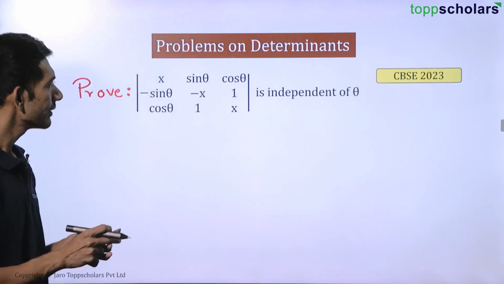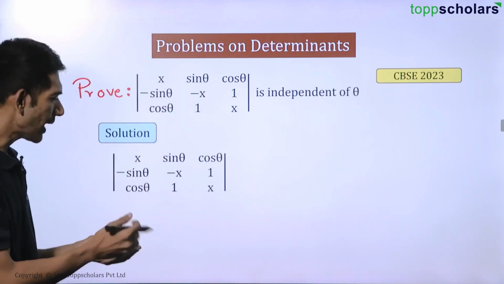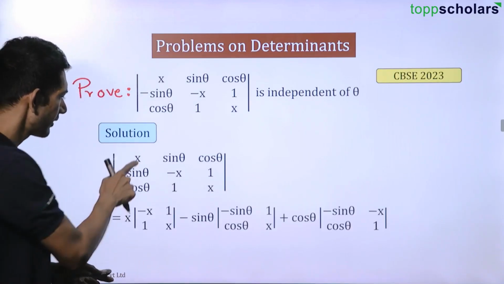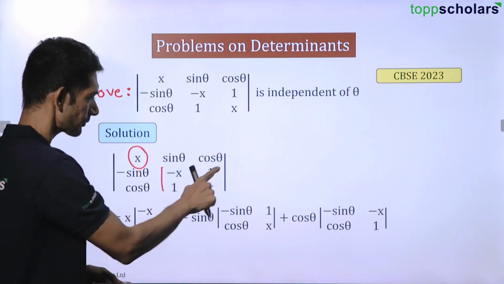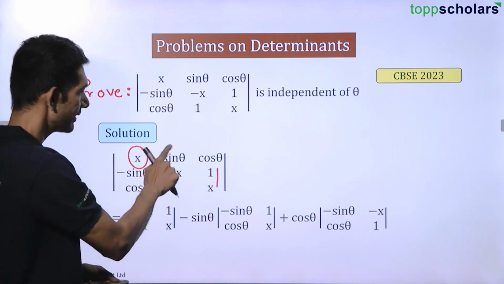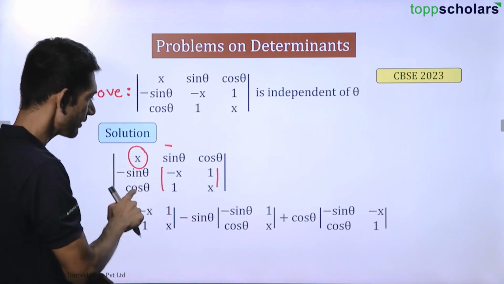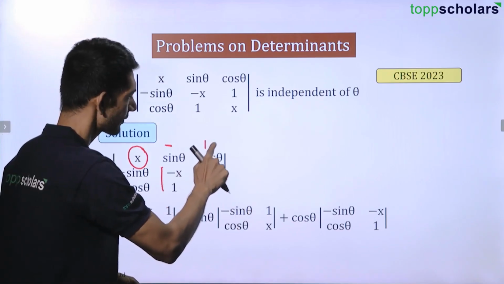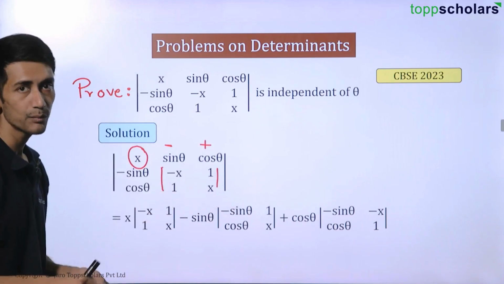So what do we have? We have the determinant. We know the procedure now. I am not repeating that. Directly let us expand it. So here it is. We have x, then the determinant of this part. Then we have minus here, right? Minus sin theta, the determinant of minus sin, cos, 1 and x. Then we have cos theta, which is plus. And then we have minus sin, x, cos and 1. I hope this is clear.